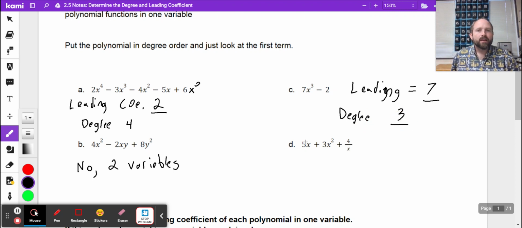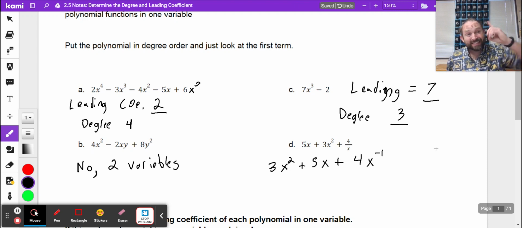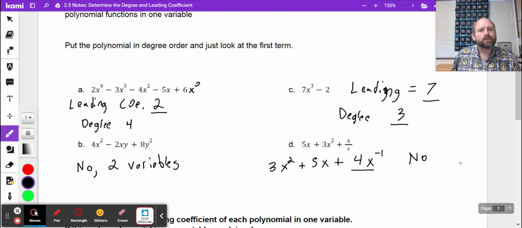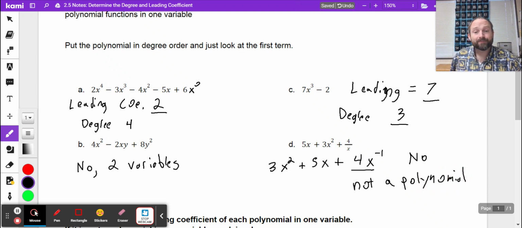All right, next one. 5x plus 3x squared plus 4 divided by x. All right, so if I rewrite this, I have 3x squared plus 5x plus 4x to the negative 1. It's not a polynomial because this term is not a monomial. So no, not a polynomial. Done. Let's go on to the next one.